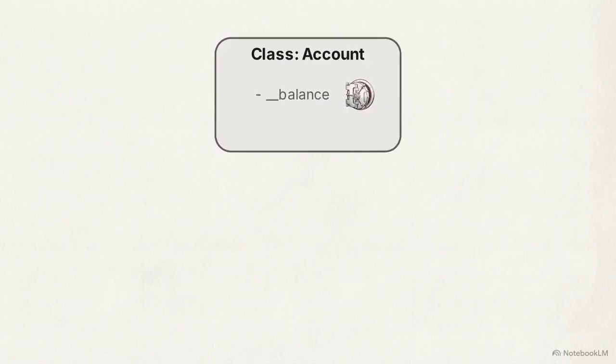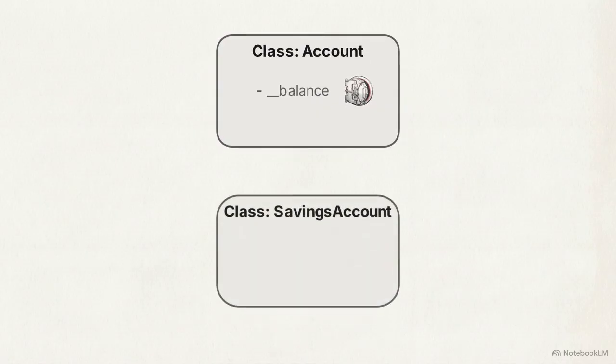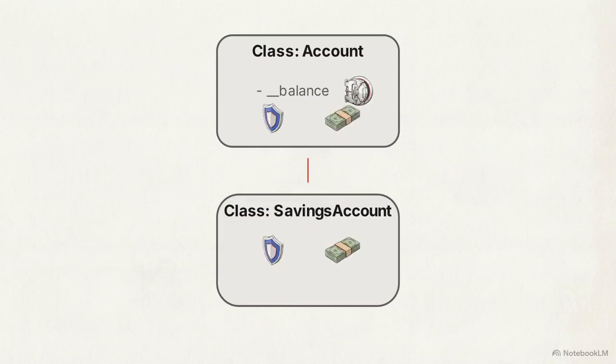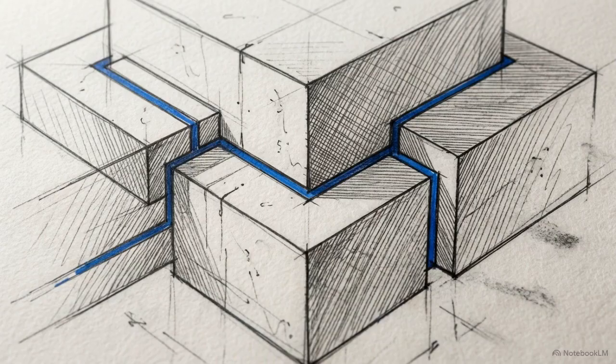To expand without duplicating code, we use inheritance to create specialized classes. We create a savings account that derives its properties from the parent account class. It automatically gains all the security and functionality we've already built. By establishing these secure boundaries and hierarchical relationships, we create a resilient foundation that prioritizes code reuse.